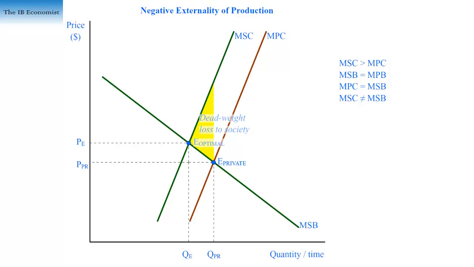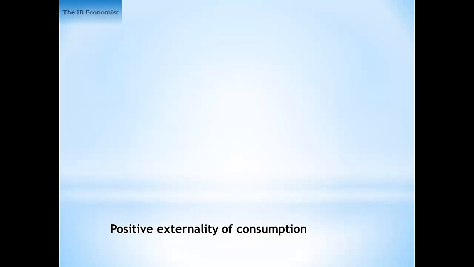So if you want to relate this to our example of the polluting factory, the factory owner would consider his cost to be the marginal private cost, while the cost to society, which will include the polluted environment, would be represented by the MSC, the marginal social cost. By overproducing this unit, we are actually wasting resources and generating a deadweight loss to society, which is represented by the yellow triangle. The third type of externality was the positive externality of consumption.